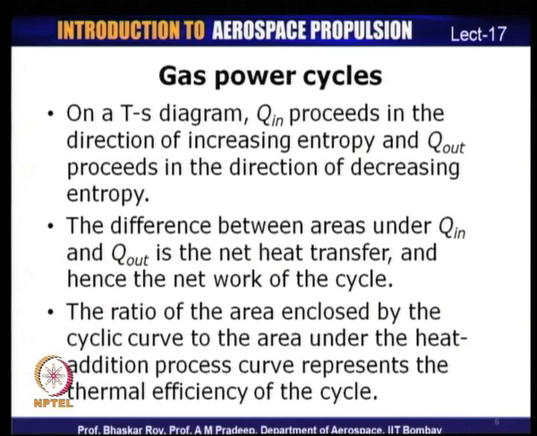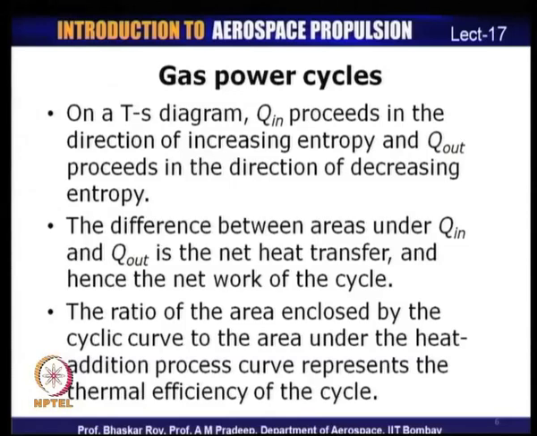On a TS diagram, for example, the heat transfer Q in proceeds in the direction of increasing entropy, which we have also discussed earlier, because the increase in entropy is due to heat transfer to the system. Q out, or heat transfer from the system, proceeds in the direction of decreasing entropy. The difference in areas under Q in and Q out is the net heat transfer on a TS diagram. Therefore, net heat transfer will also be equal to the net work done by the cycle, because it is a cyclic process and delta Q is equal to delta W.